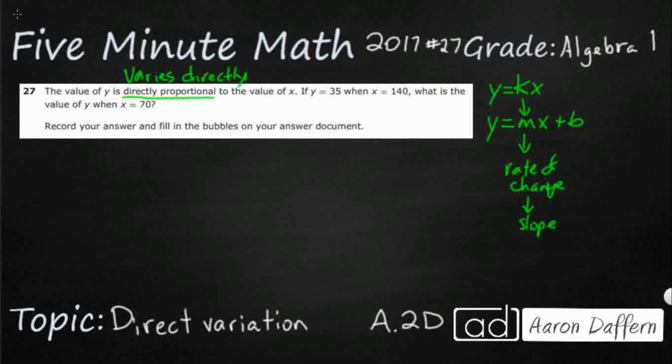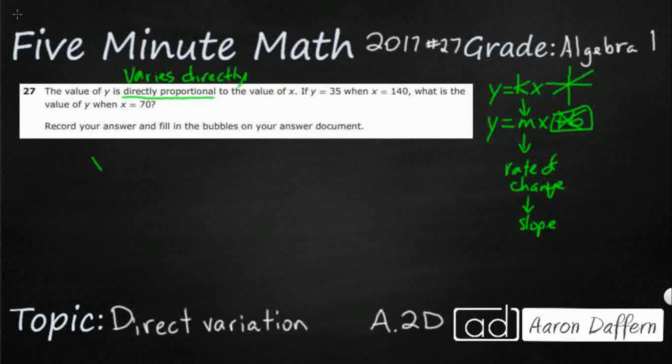The only difference is you notice the y equals kx does not have a y-intercept there to kind of affect the slope, to move it off of the origin. So when we are graphing our direct variation, it's always going to go through the origin, whereas the slope-intercept form usually doesn't, because that plus b is going to knock it off. Going to move it up, down, left, right, whatever. So we need to find y when x is 70.